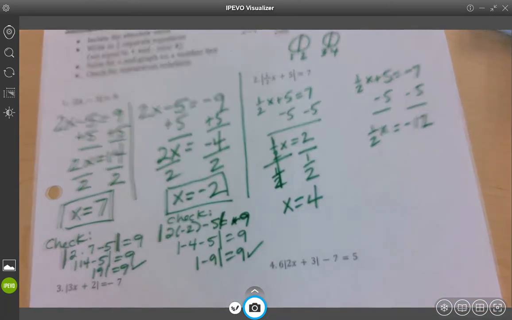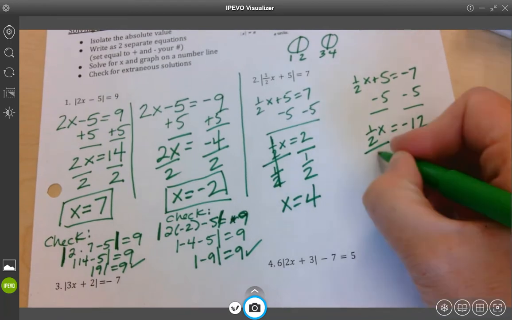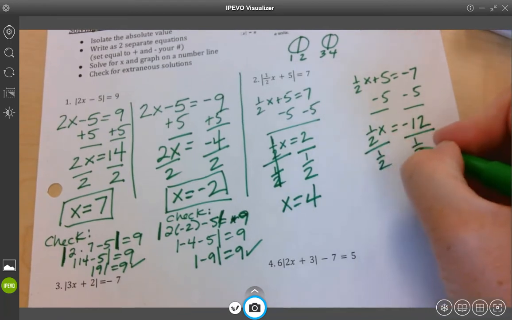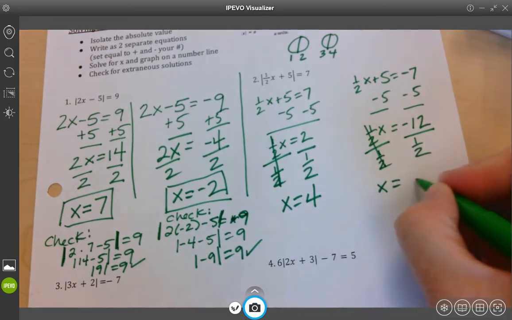You can use a calculator if you want to verify that. Same thing here. Dividing by 1/2 actually doubles it. And I get x equals negative 24.